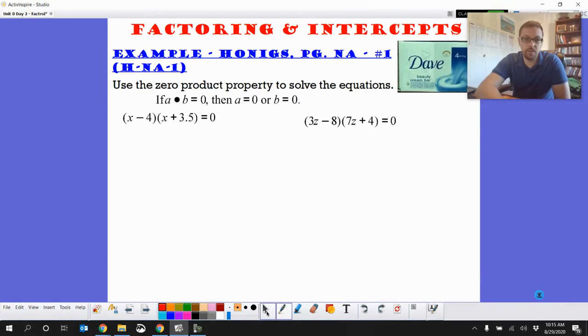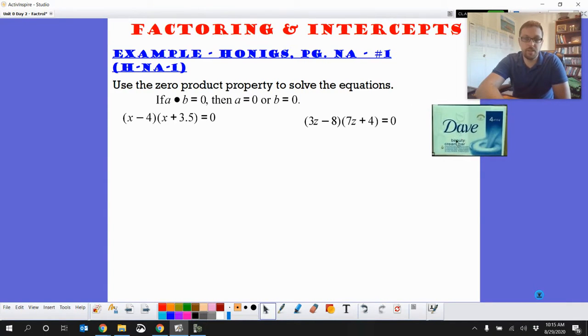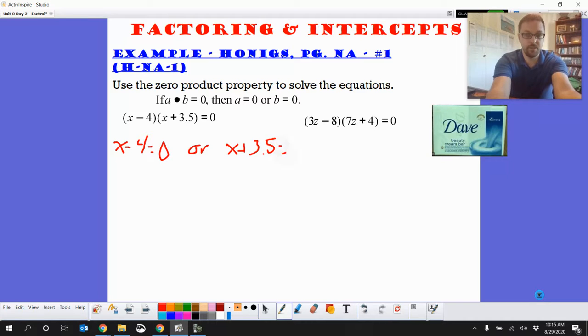So now we're going to do a couple more examples out of the Book of Honigs. Reminder, we're just going to write H. There's no pages because it's just one page and 1. So when we're solving these things, once again, the long version of it is that we're saying, okay, well, x minus 4 equals 0, or x plus 3.5 equals 0. And then you're solving those two equations. So x equals 4, or x equals negative 3.5.